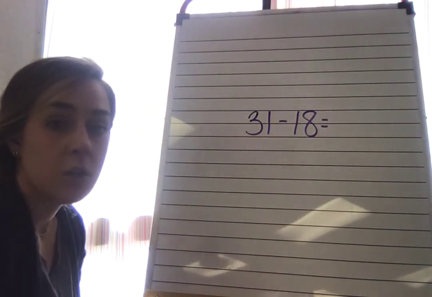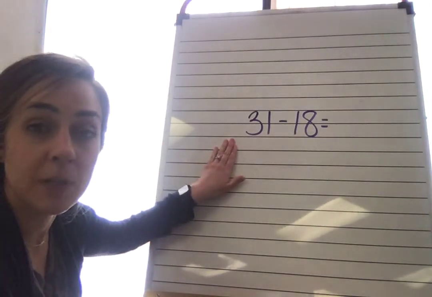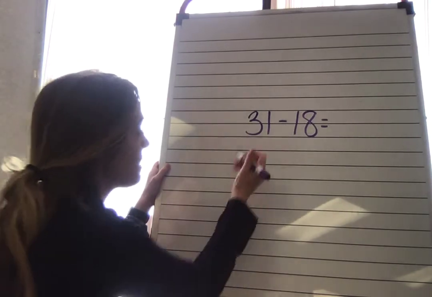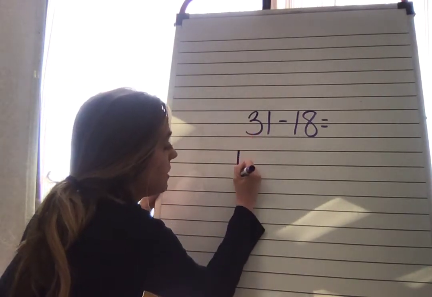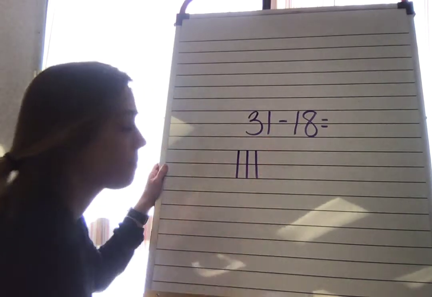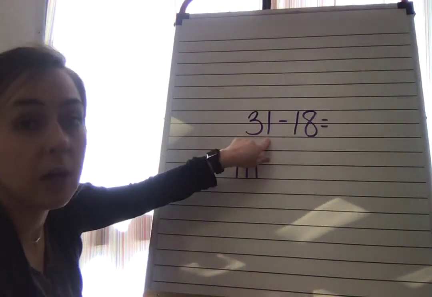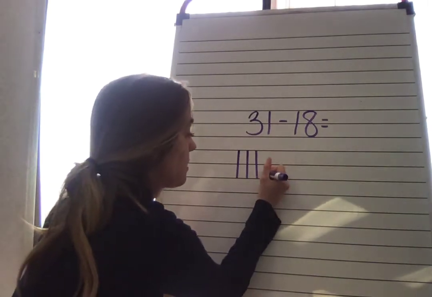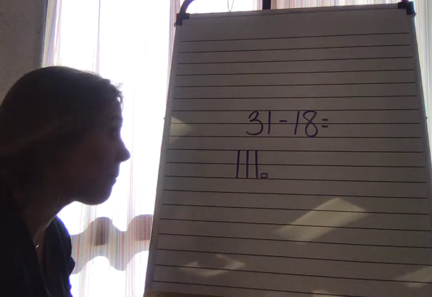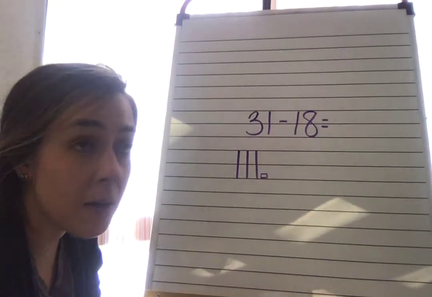Okay, so remember, the first thing I need to do is build my bigger number, which is 31. So I need 3 sticks, 10, 20, 30. All right, now I need 1 cube to show that 1 in the 1's place. All right, I did it.